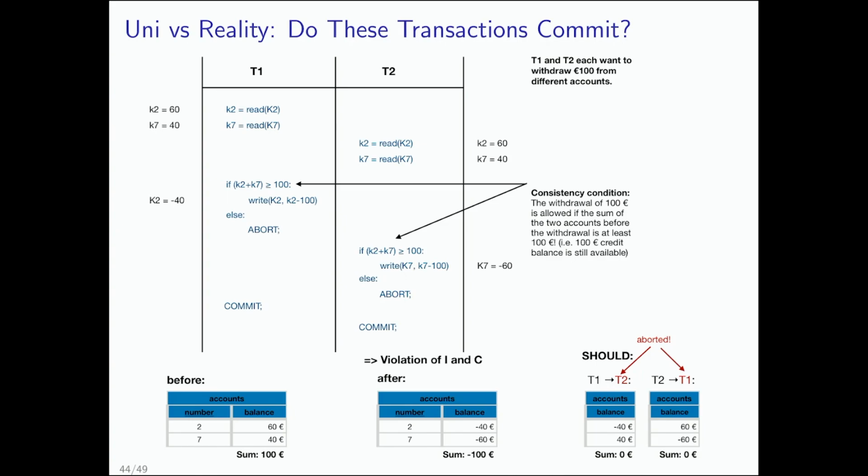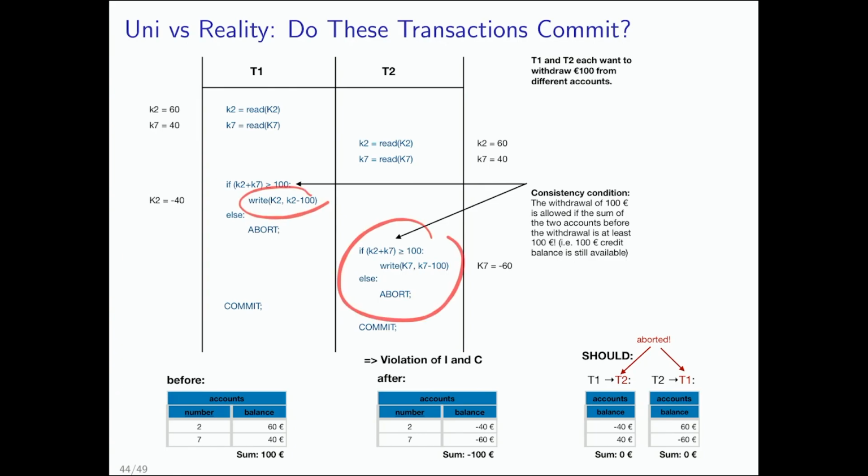So here's a scenario. What you're seeing is you have two read operations. One is reading K2, the other K7. The same happens in a concurrent transaction. The idea is a customer having two accounts, and the customer is allowed to withdraw money as long as the sum over both accounts is greater or equal to the amount of money you want to withdraw. That's what's happening here. So you want to withdraw 100 euros. You see it here. And as long as the sum of the money on your accounts is greater than that, you're fine. You can run that transaction.